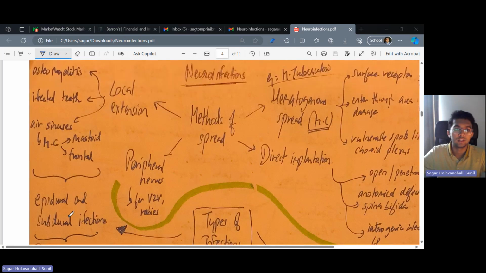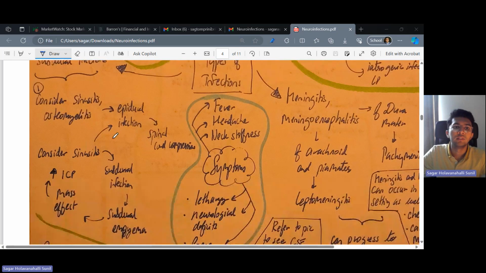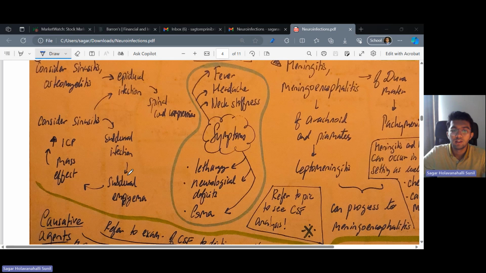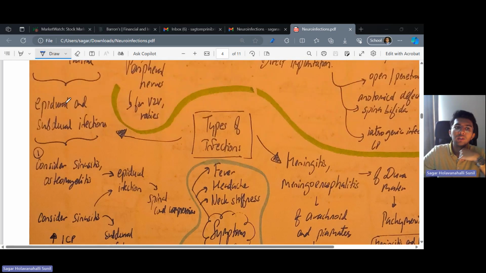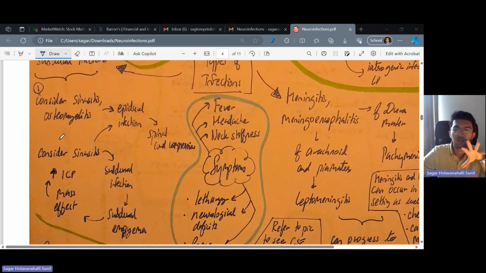To speak about epidural and subdural infections, if you look at the cause of this, just remember local extension, predominantly the air sinuses. For example, consider sinusitis or osteomyelitis. They're going to cause an epidural infection, and this epidural infection can cause formation of pus or abscess, and can cause spinal cord compression. This is not very important, but it's just pathophysiology. Sinusitis can also cause subdural infection. Subdural empyema can result, and this empyema can have a mass effect within the cranium, and this can cause increased intracranial pressure. Most important thing is to know that epidural and subdural infections exist. This is just the pathophysiology of it.